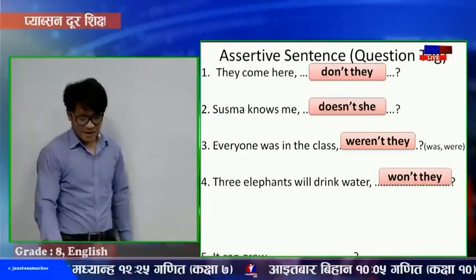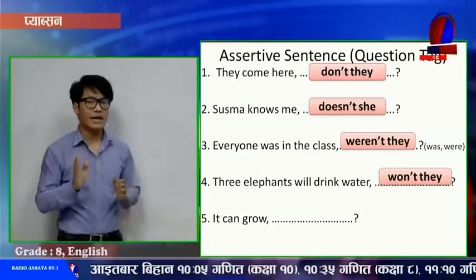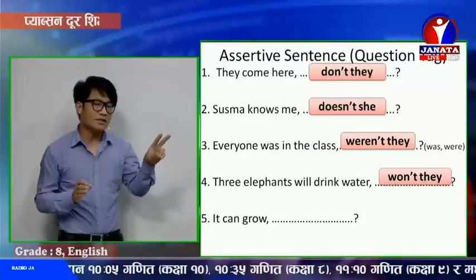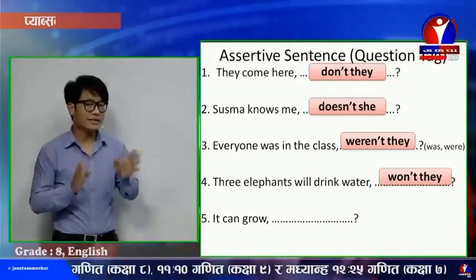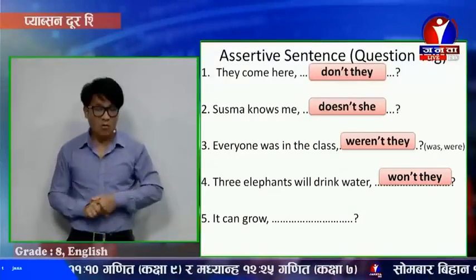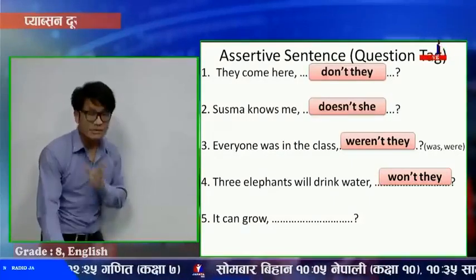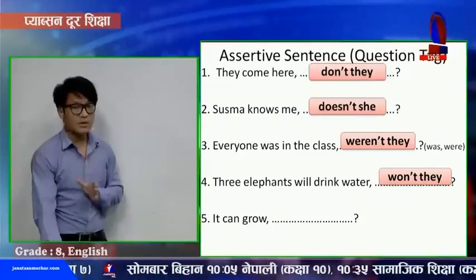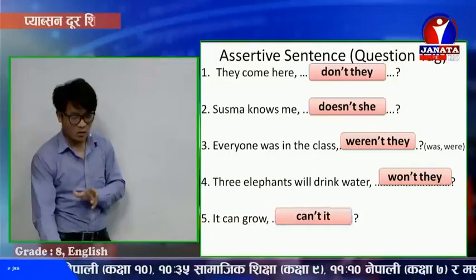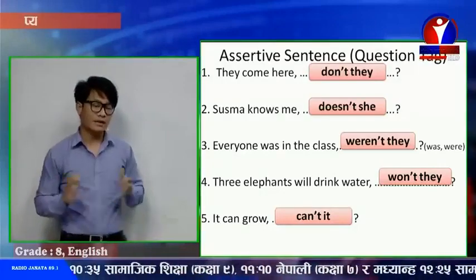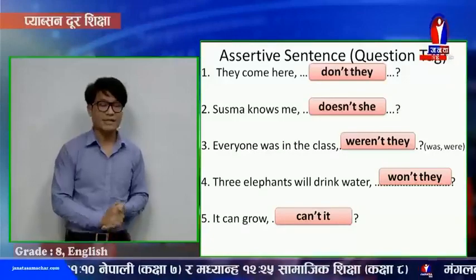So next, it can grow. It can grow. The pronoun it is there, can is there, grow. It can grow. So obviously there is a modal auxiliary verb that is can. So what is the right question tag? Obviously, it's a positive statement, so the answer should be negative. It can grow, can't it? So this is how we make an assertive sentence question tag.